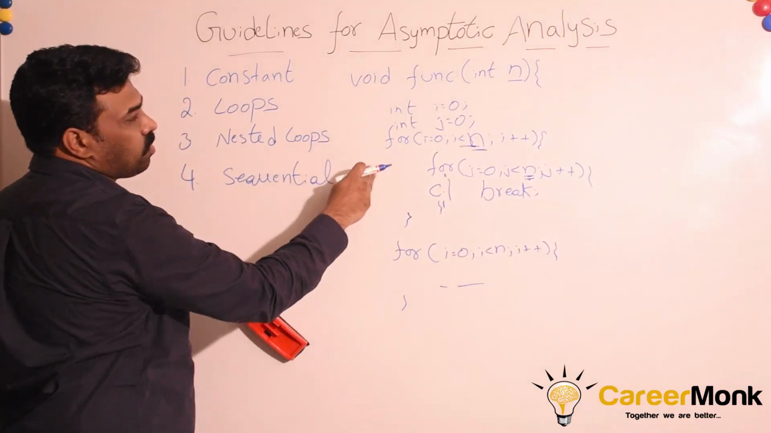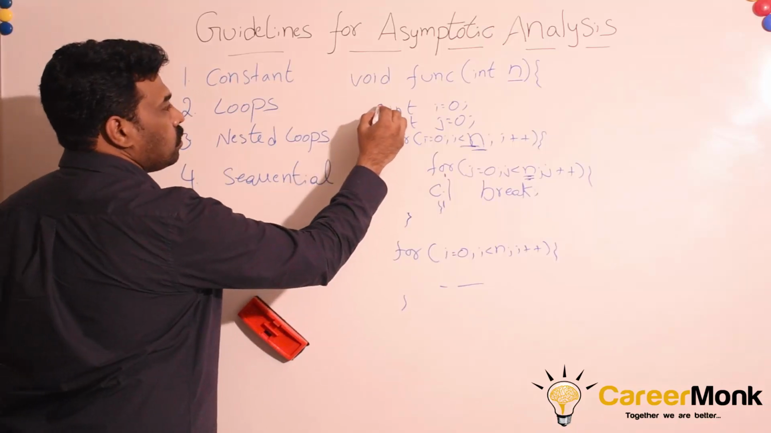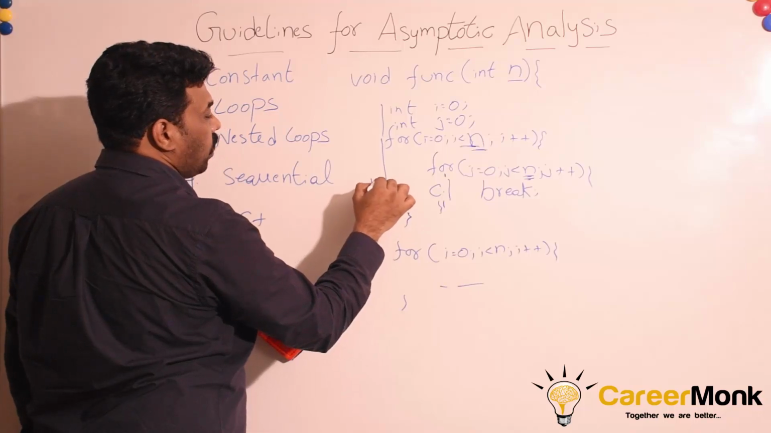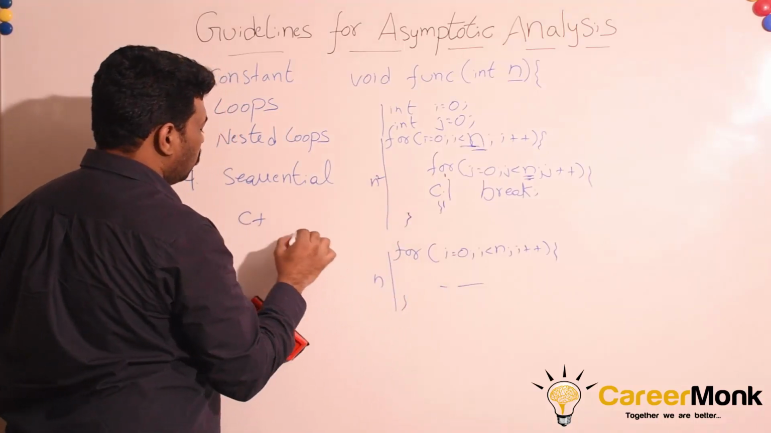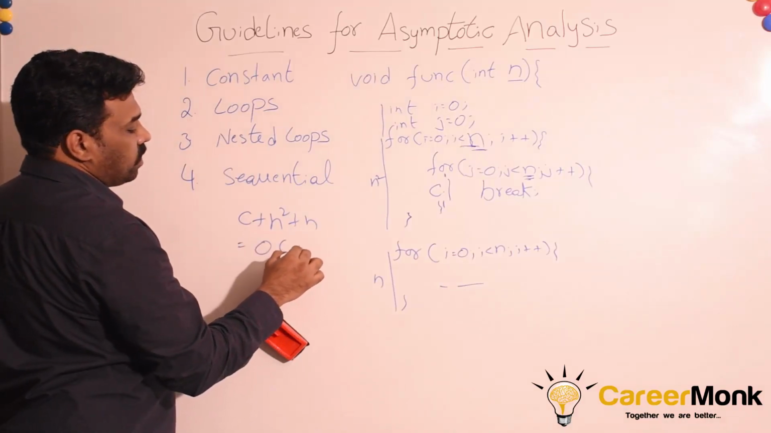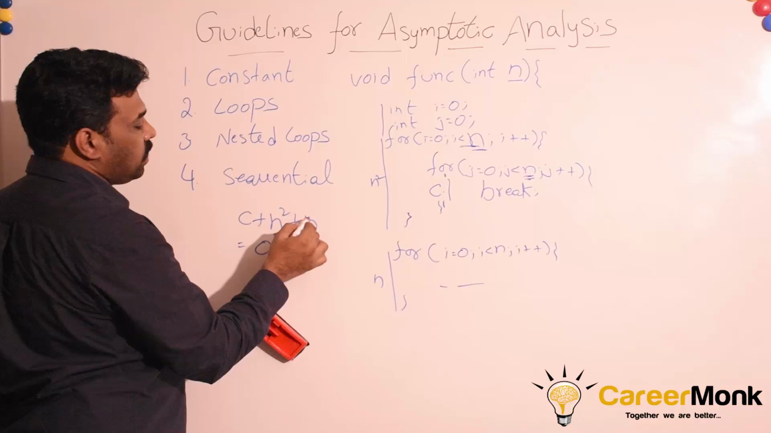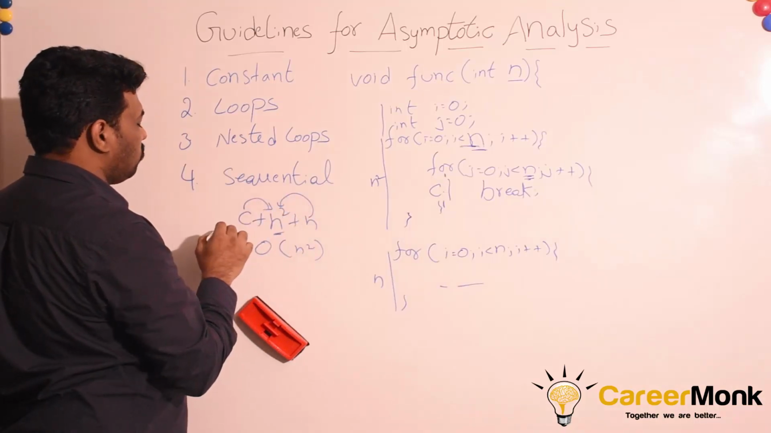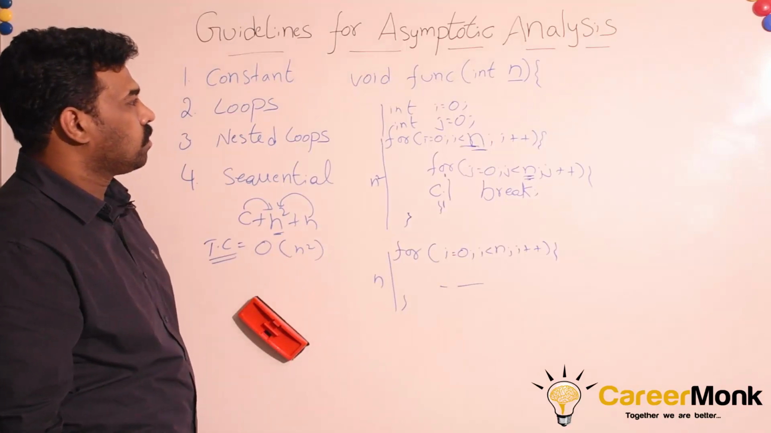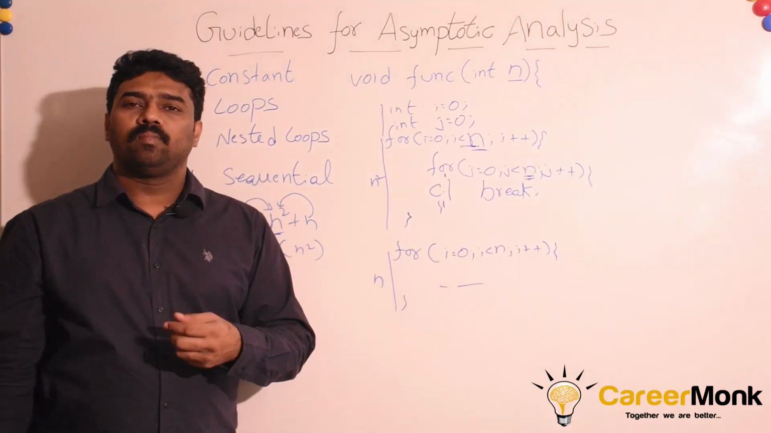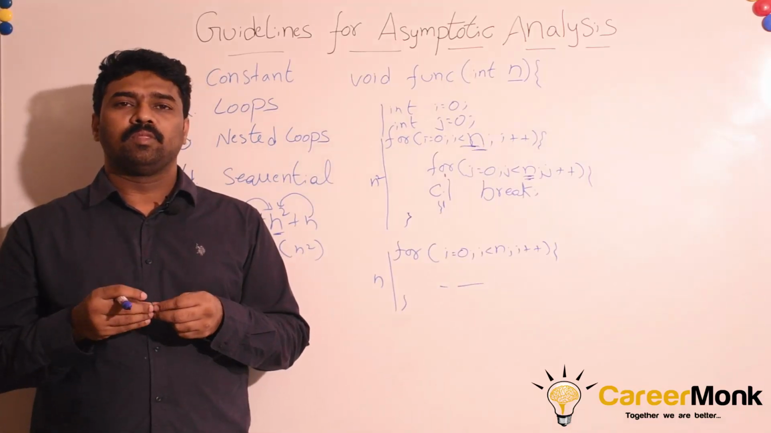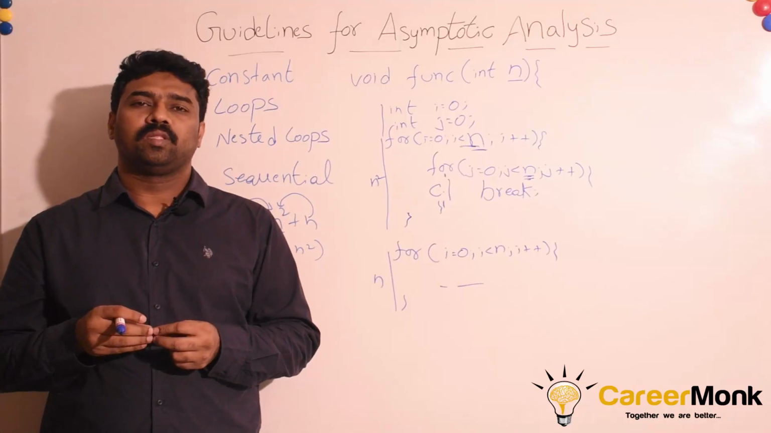So the overall running time of this code is, these two will take constant, since we already seen that this is n square and for this one n. So c plus n square plus n, which can be written as order of n square, because we are approximating the smaller values to the bigger value. So the overall time complexity of this code is order of n square. So in the case of sequential, if the algorithm has multiple statements, we have to take the running time of each statement, sum them, and whichever is the maximum, we have to approximate to that.